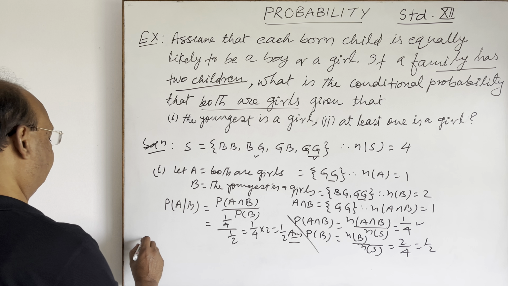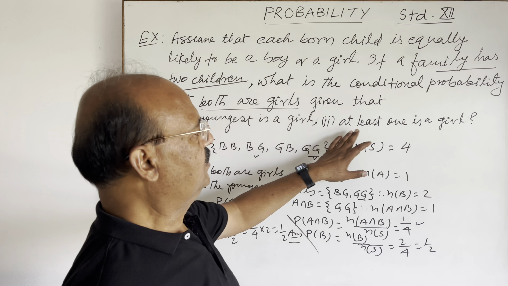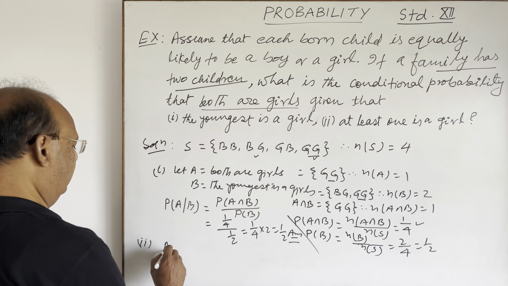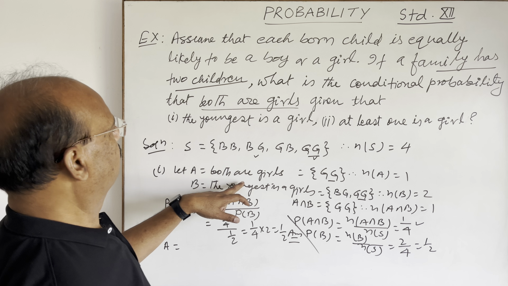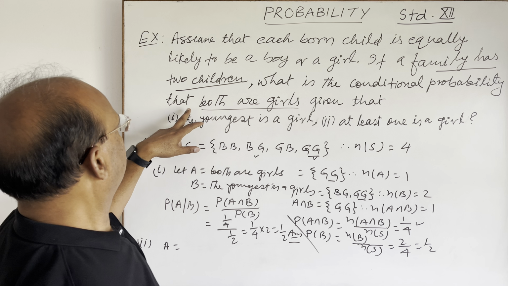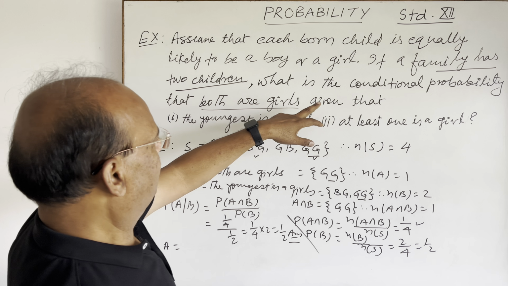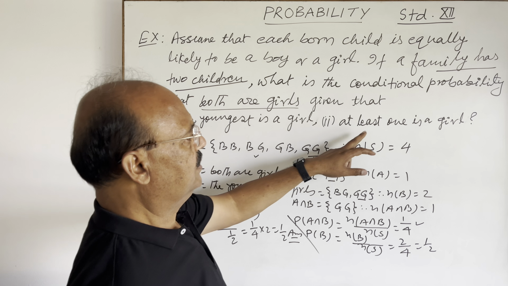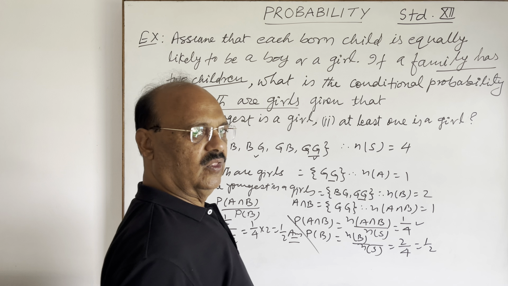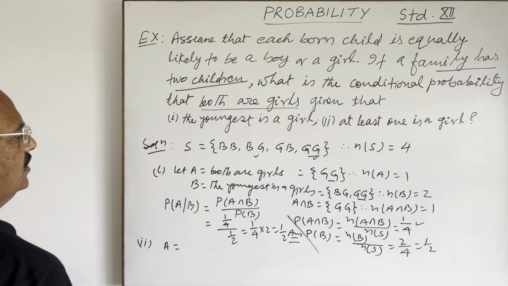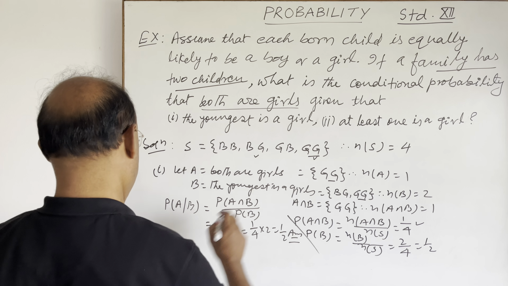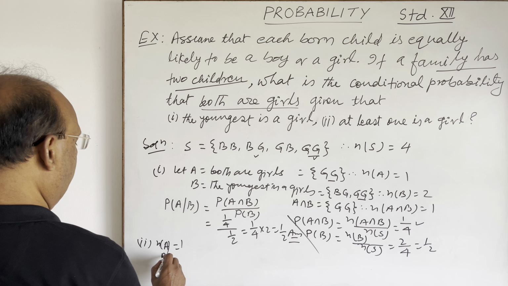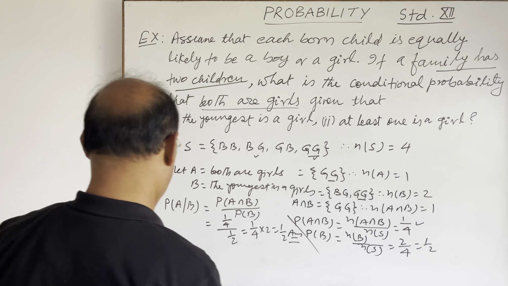Now the second question, we have to find out at least one is a girl. So in this case event A will remain the same, because this is already given here. We have to find the conditional probability that both are girls, given that at least one is a girl. So A is both are girls and n(A) is equal to 1, and let B be at least one is a girl.